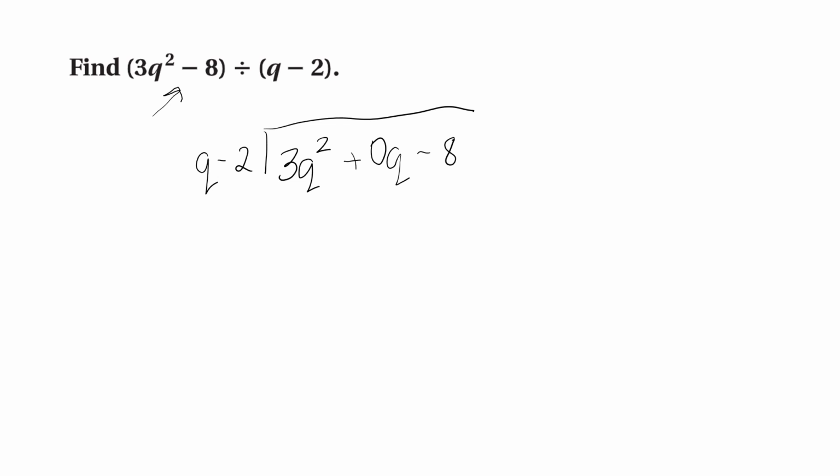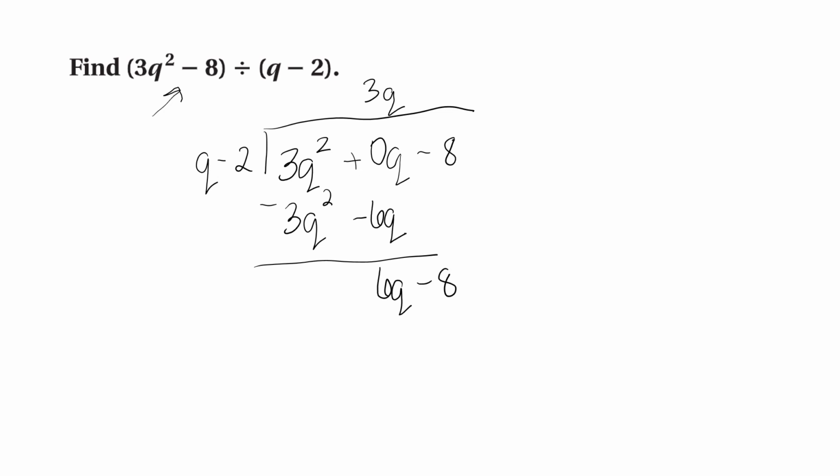So q goes into 3q squared 3q times. 3q times negative 2 is negative 6q. 3q times q is 3q squared. We're subtracting. So remember, minus a negative becomes a positive 6q. Our 3q squared cancel out. We're going to bring down our negative 8.